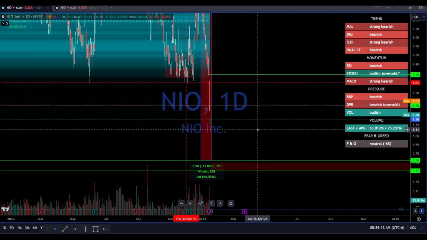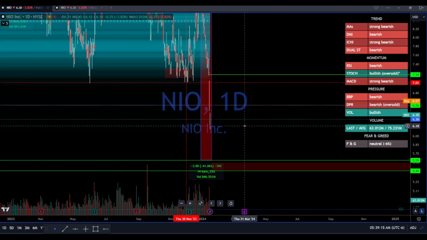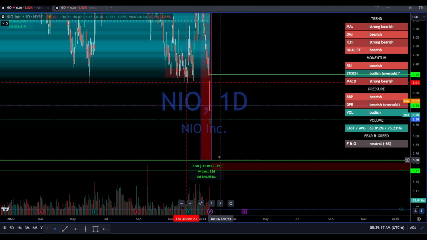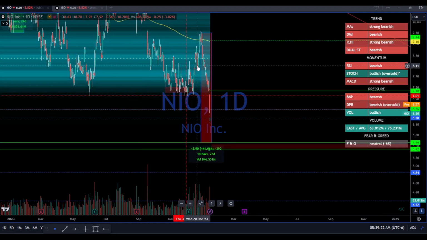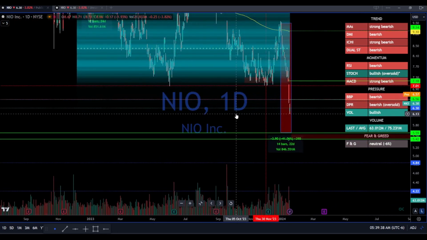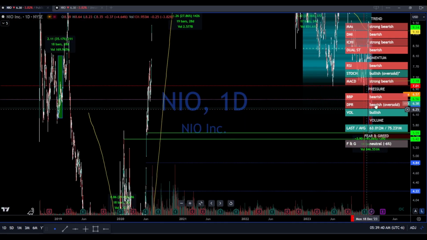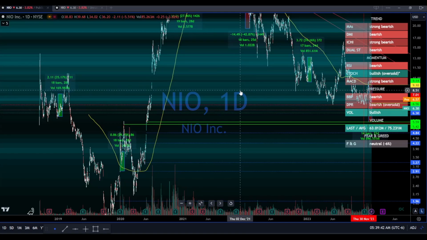It may not happen, but usually we want to see it build a little bit more support here before attempting to break through all of this, because chances are it's just not going to be able to happen, especially with things like Tesla going on, where they cut their prices on cars. That could have a negative effect on NIO's profit potential. So I don't know, it's anyone's guess as to what happens next, right?